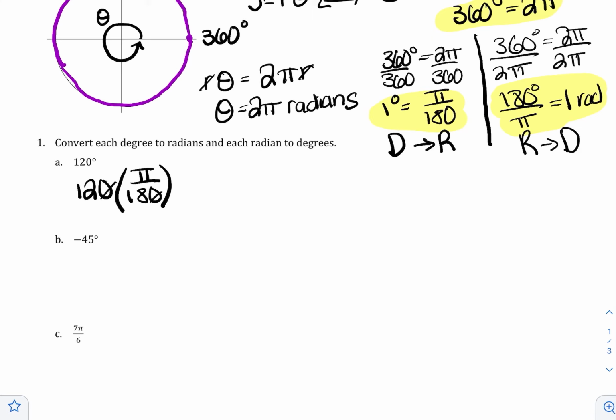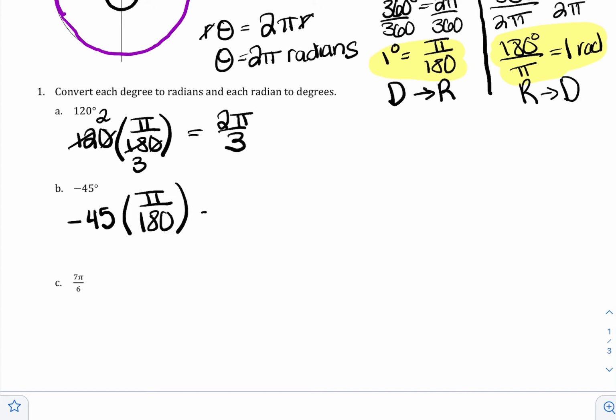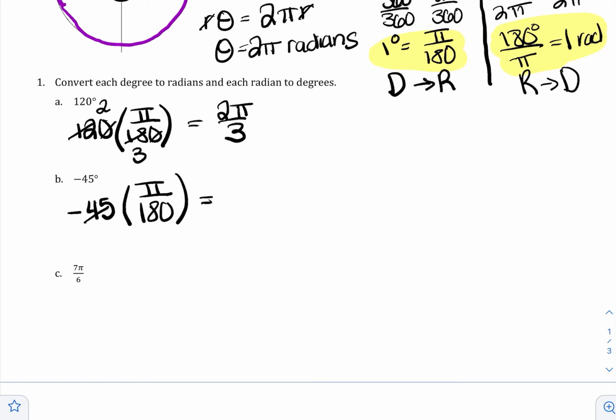Okay, let's do another one, negative 45. I can drop the degree symbol because I'm changing it to radians. Now here you might not see right away that 45 goes into 180. But if you didn't see that, you could start off by seeing that 5 goes into 180 and 45. So you can take away a 5 from 45, which leaves you with a 9, and 5 goes into 180 36 times. So you get negative 9 pi over 36, but 9 goes into 36 4 times, so this is negative pi over 4.